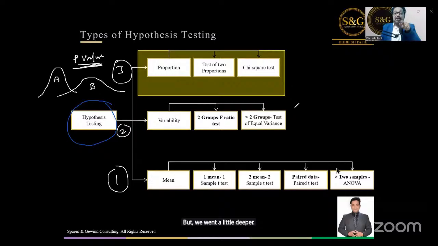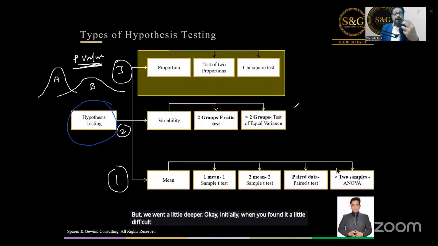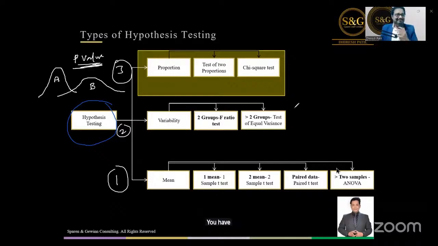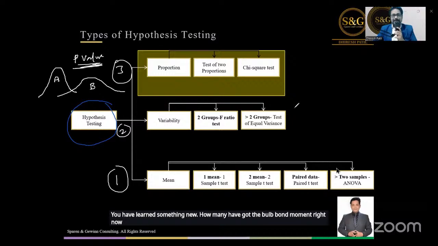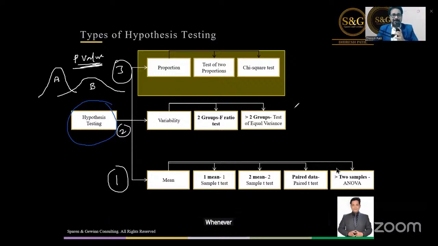Initially, when you found it a little difficult, that means you have learned something new. How many have got the bulb on moment right now? Just type BO in the chat box. Whenever you say difficult hai, that means this is the first time you are experiencing it. That means you are learning something new. If it is easier, that means you have not learned anything.